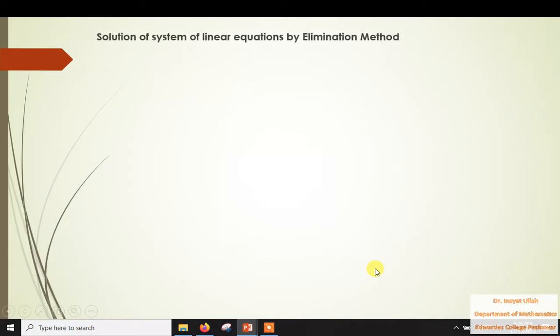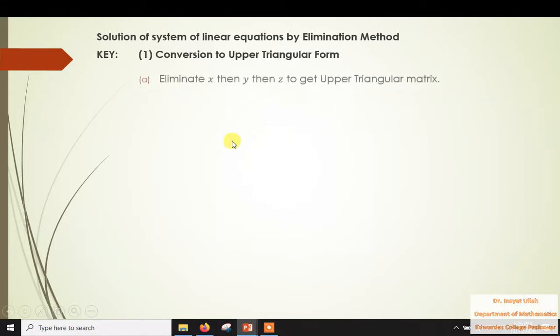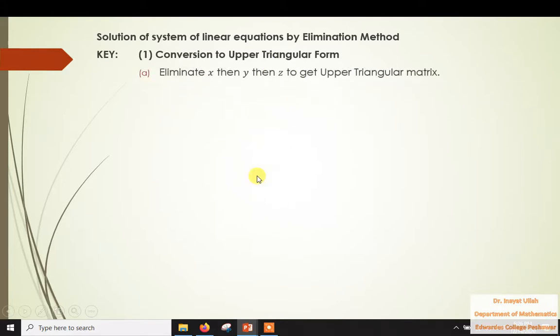And now we will study the solution of a system of linear equations by the elimination method. This is a very important topic: how could we solve a system of linear equations by elimination? The first thing is we need to convert the given system of equations to upper triangular form. How could we convert the system into upper triangular form?